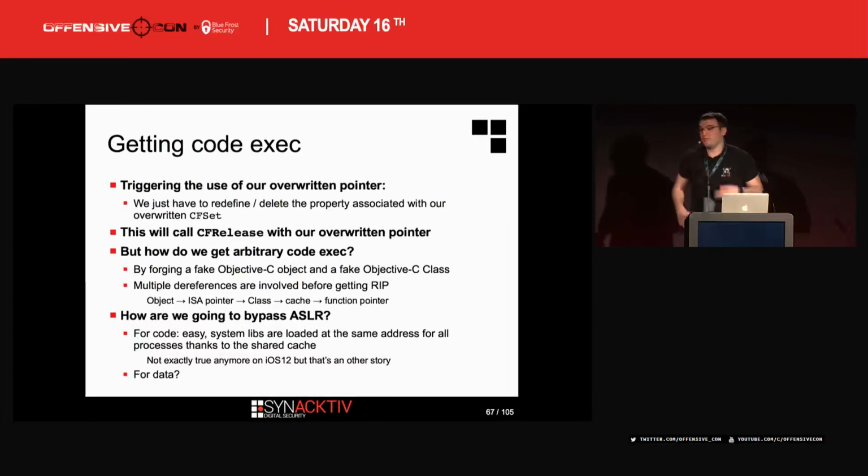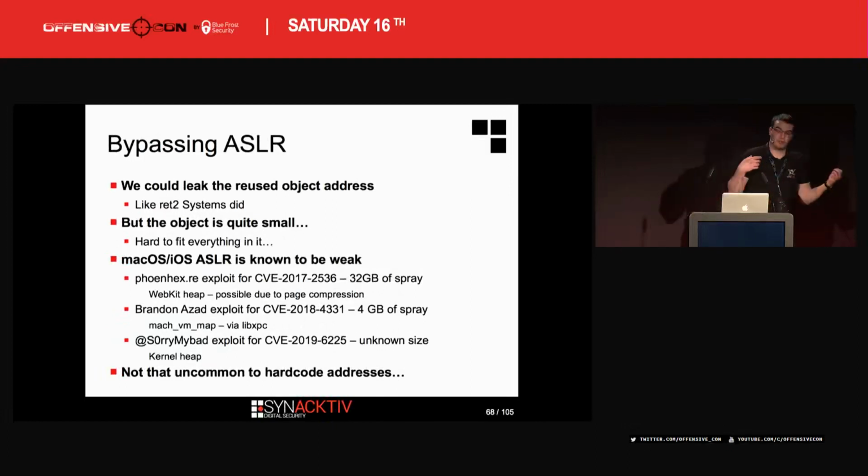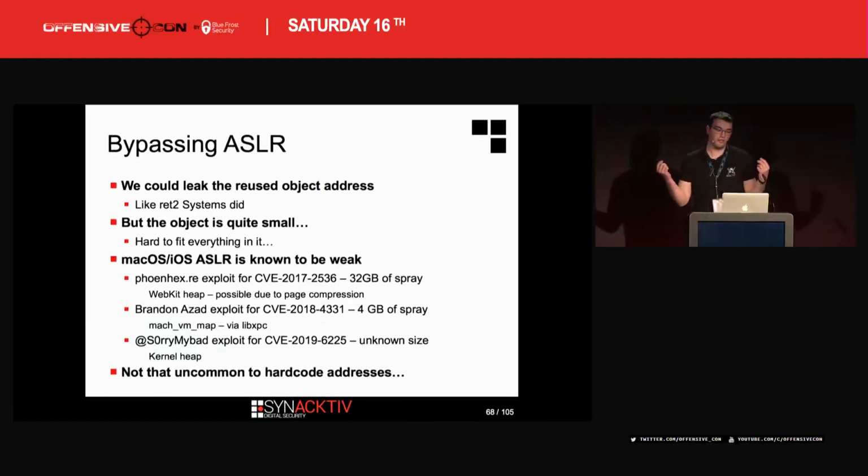The problem is for data ASLR. Maybe we could try to leak the reused object address, like Red Naga Systems did. The problem is that the allocation is really small. It's only 0x70 bytes. So it's hard to fit everything in it. I mean, the fake object, the fake class, and the payload.